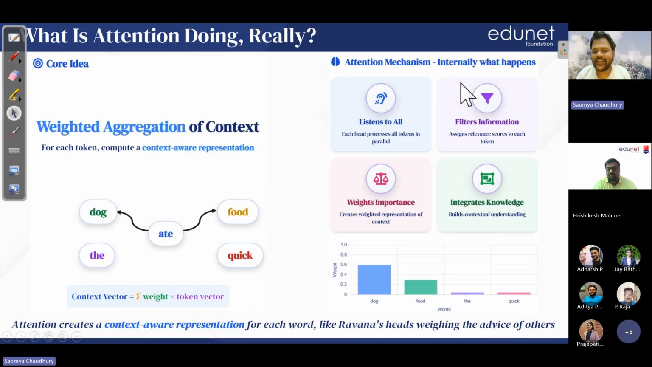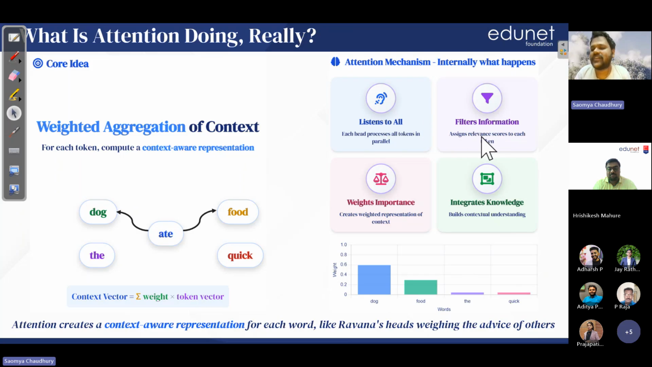Okay, so I think more or less we understand that, right? So let's look into a few things more. Attention mechanism internally, what is happening? You can see here, you listen to all, meaning every word. You saw 118 words in that passage earlier. You listen to all of those words, okay?